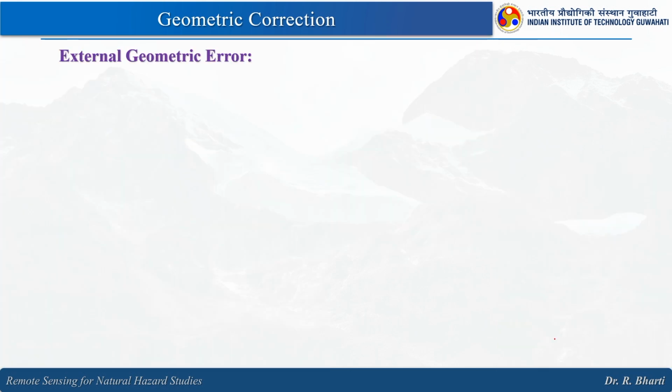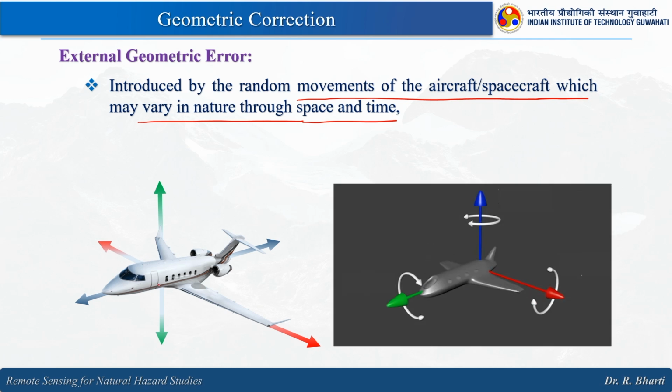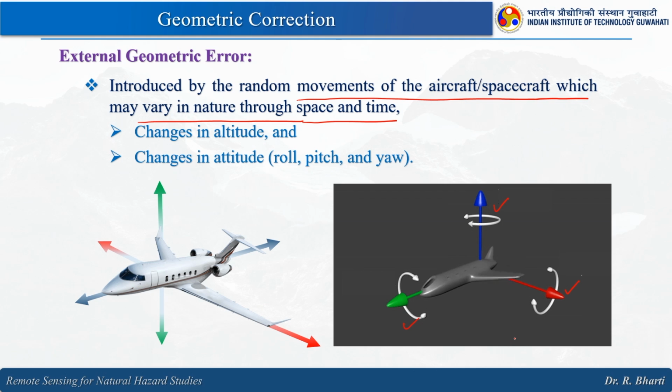So now we will talk about the external geometric error. It is introduced by the random movement of the aircraft or spacecraft, which may vary in nature through space and time. So here you can see this spacecraft or aircraft, it can change its direction in these angles, right? So here one, this is another one, this is. So this is very important to understand. Changes in altitude, changes in attitude is affecting our remote sensing data.